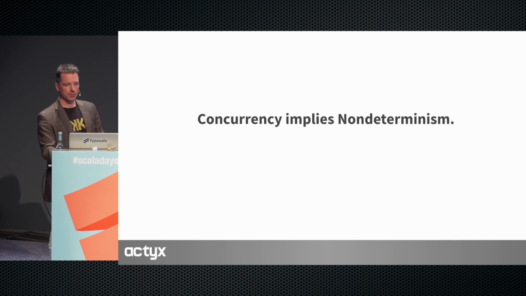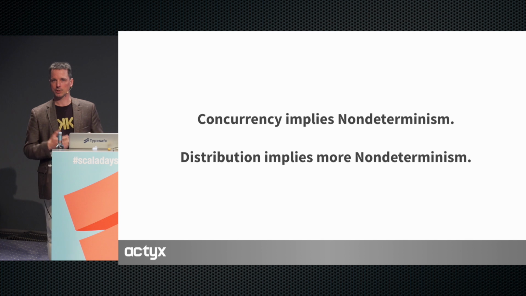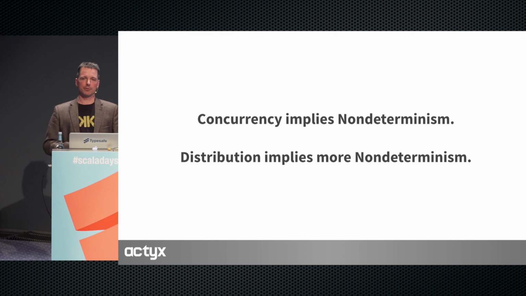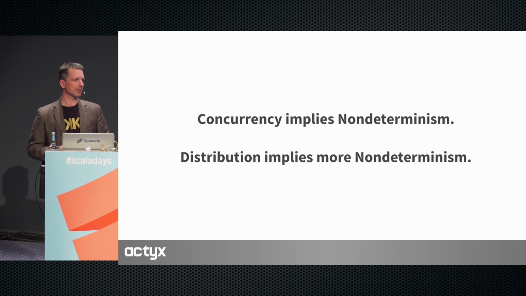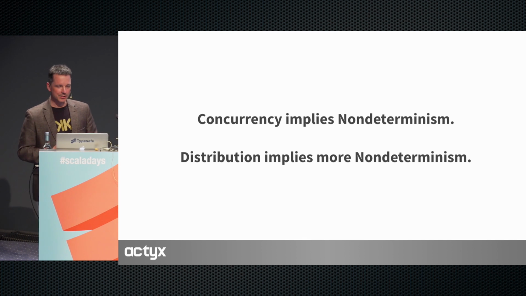But there is more. Concurrency is only the first half. Distribution implies even more non-determinism, because failure, partial failure, is by definition not predictable. If it was predictable, then it wouldn't be a failure at all. Then it would be an expected state of the system. So our system can do more interesting things that we cannot predict.